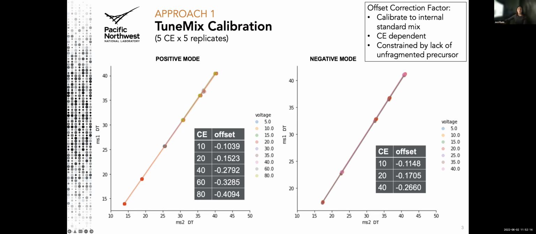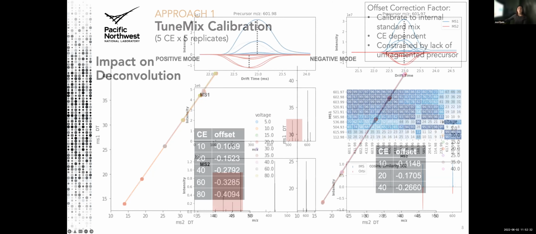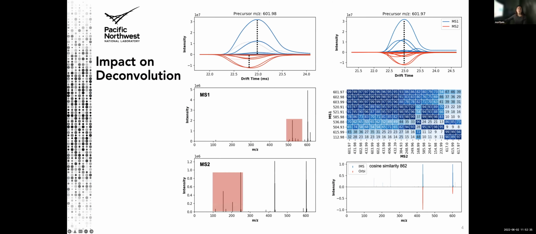To address how we can shift our MS2 apices to match more closely with MS1, we take the M and B of these lines per voltage and apply them to other data sets. To visualize what we've been doing in our first approach, we can look at a 2 mix ion at 601.98 mass to charge, which we tested through a deconvolution in the Deimos package. What we see in the top left are the drift time profiles for MS1 and MS2 for this unshifted, or uncalibrated, raw data.